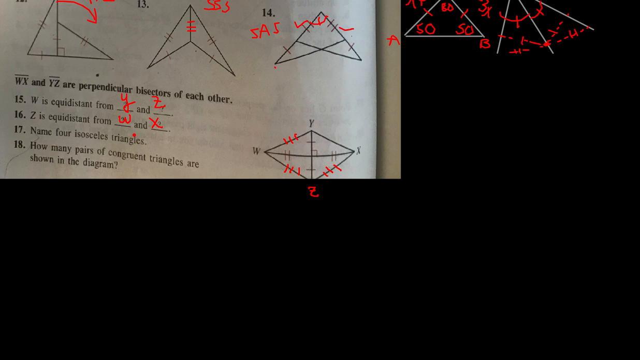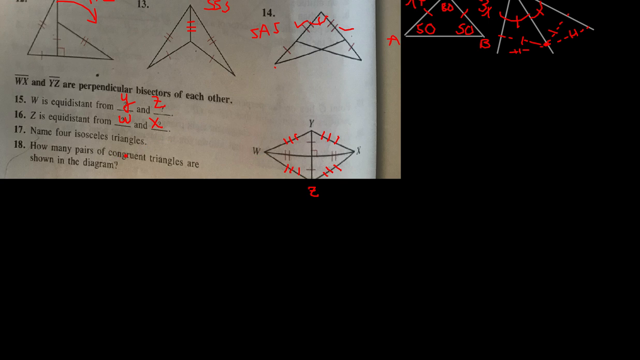Name 4 isosceles triangles. All right, so this one is also congruent. These two triangles are congruent by side, angle, side. So isosceles triangles, we need 4 of them. So we would have this one. We would have YXZ, and we'd have YZ, YXZ. And then we would also have this one, WXY and WZX. They're isosceles too. So we named all 4 of those.